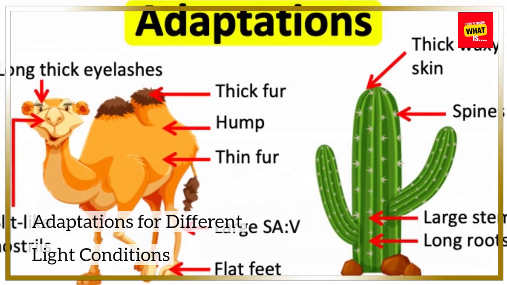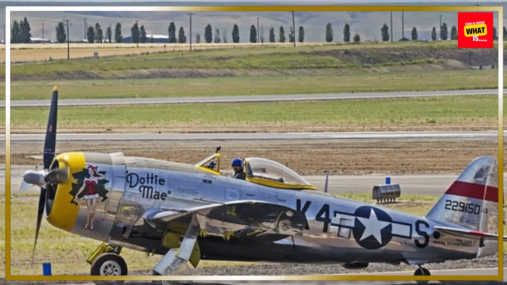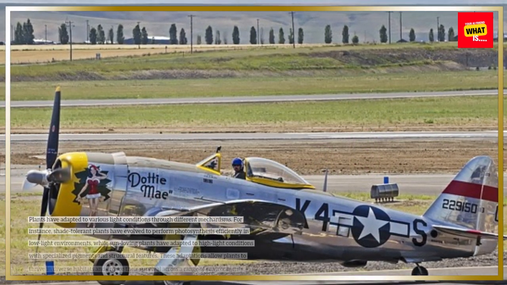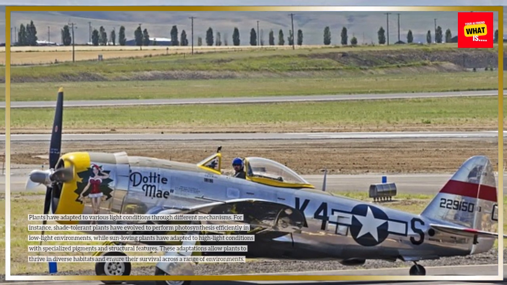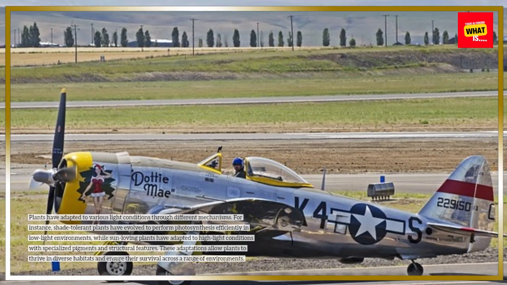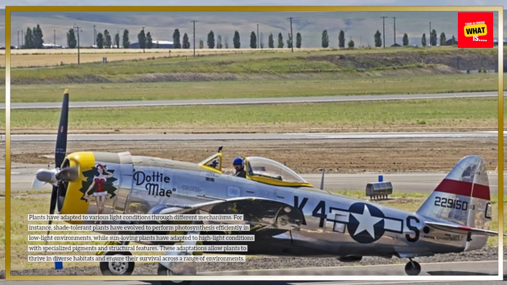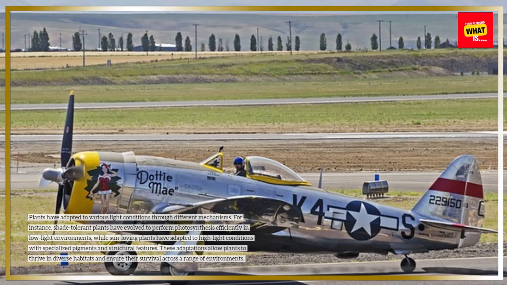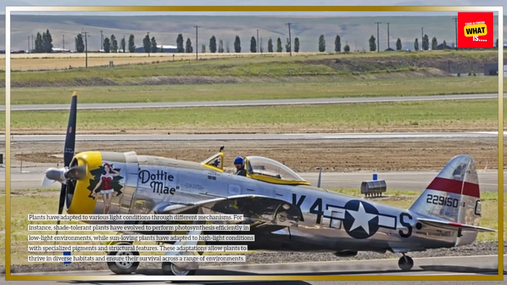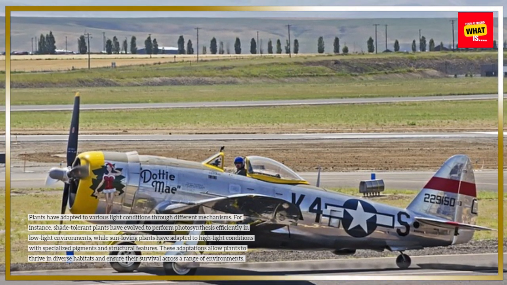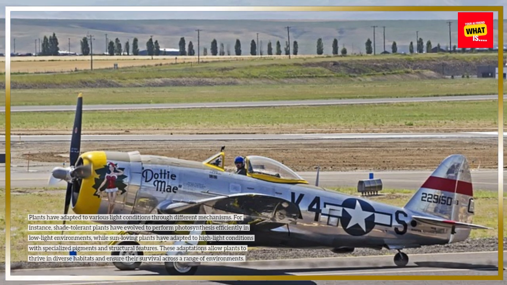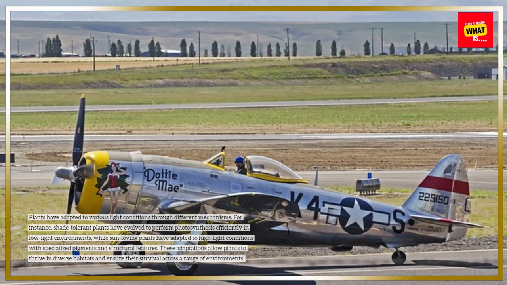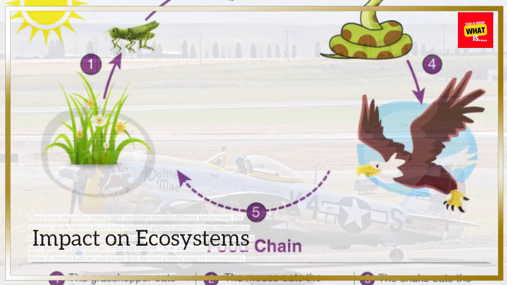Adaptations for different light conditions. Plants have adapted to various light conditions through different mechanisms. For instance, shade-tolerant plants have evolved to perform photosynthesis efficiently in low-light environments, while sun-loving plants have adapted to high-light conditions with specialized pigments and structural features. These adaptations allow plants to thrive in diverse habitats and ensure their survival across a range of environments.